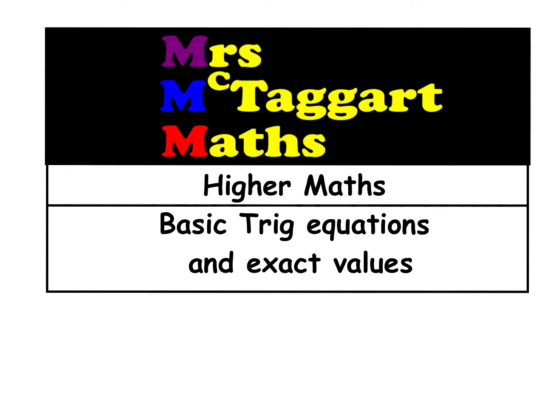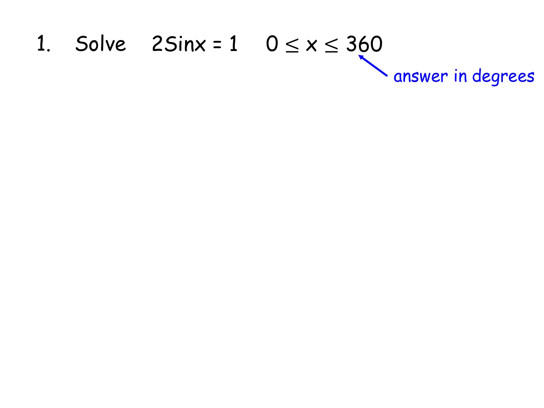Hi, Mrs McTaggart here. In this video, we're going to look at some basic National 5 style trig equations, but we're going to be using exact values with them, which you should previously have already learned in the Higher exact value and radian topic. So we've got the equation: solve 2 sin x equals 1, and we have to find our answers between 0 and 360.